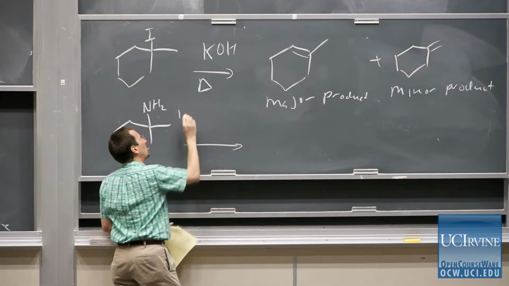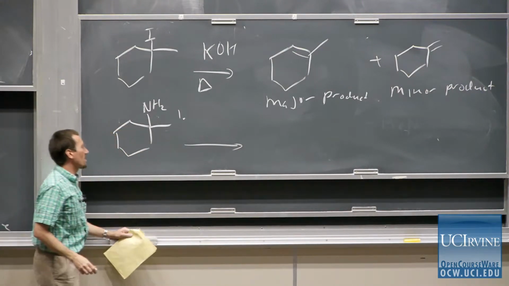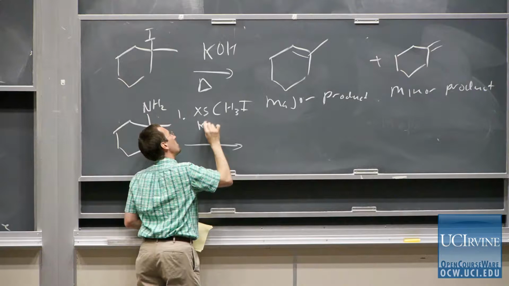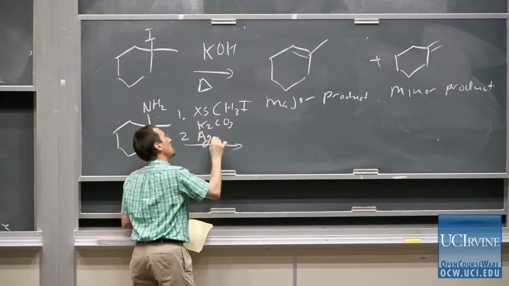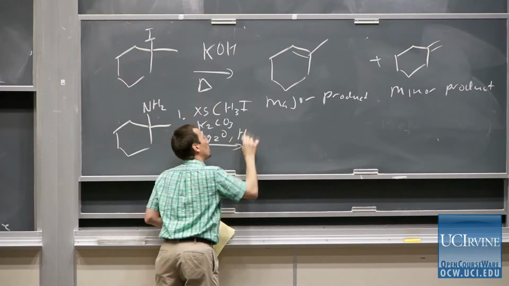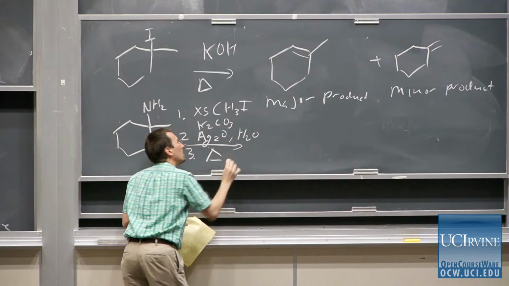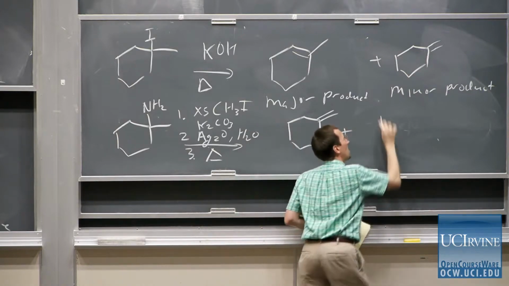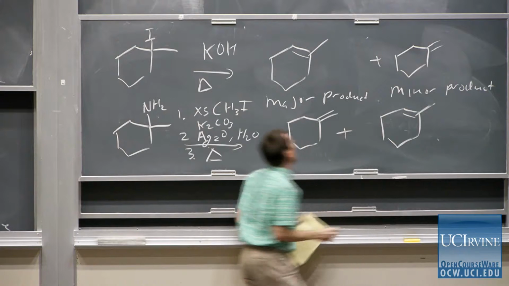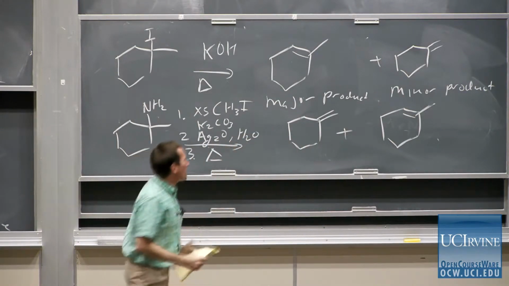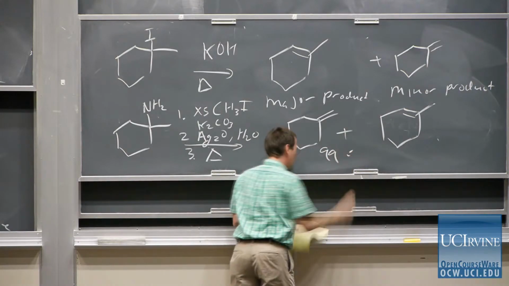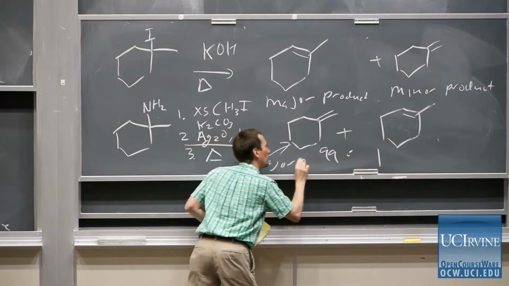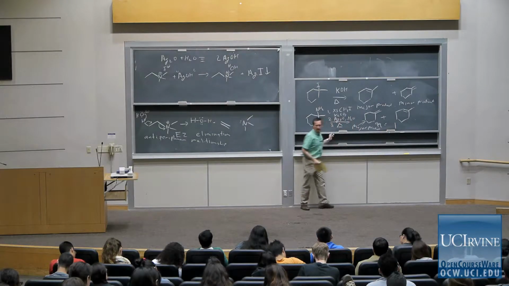In other words, if I subject this 1-amino 1-methyl cyclohexane, first to excess methyl iodide and potassium carbonate, then to silver oxide and water, and then to heat, now our main product is the less substituted alkene, and our more substituted alkene is very, very minor. The selectivity is huge on this. We get a relative ratio of 99 to 1, 99%. This is our major product. And that's really, really cool and really significant.